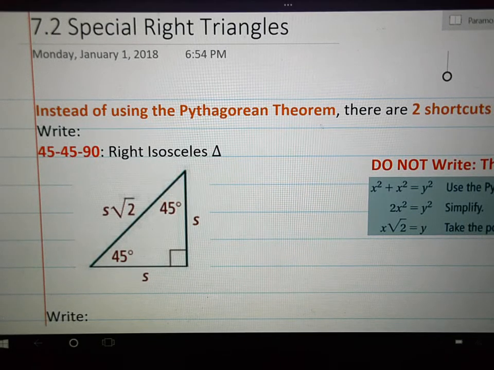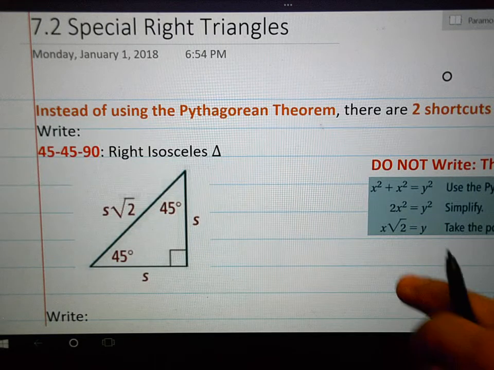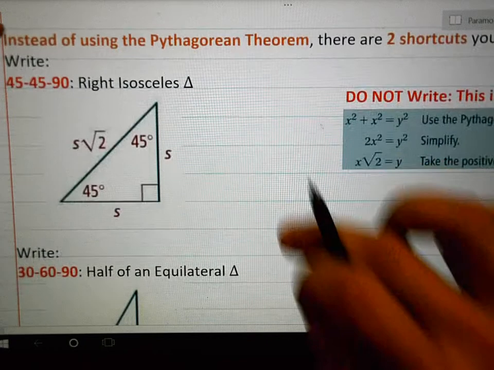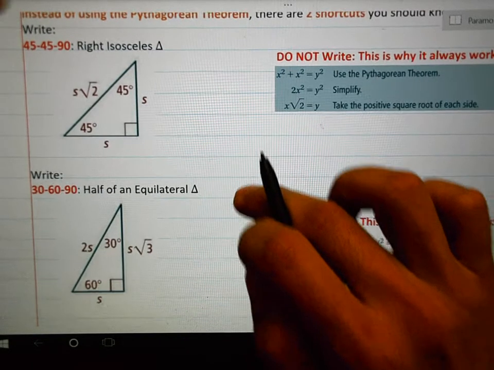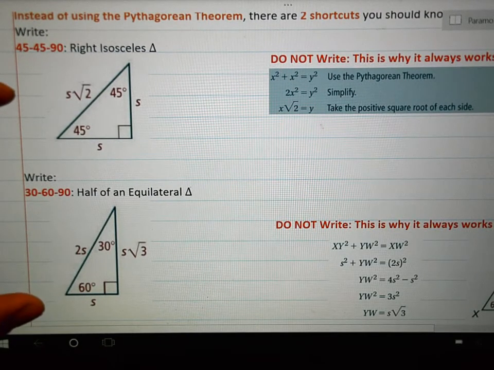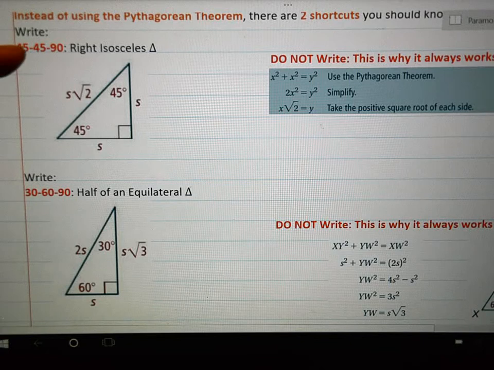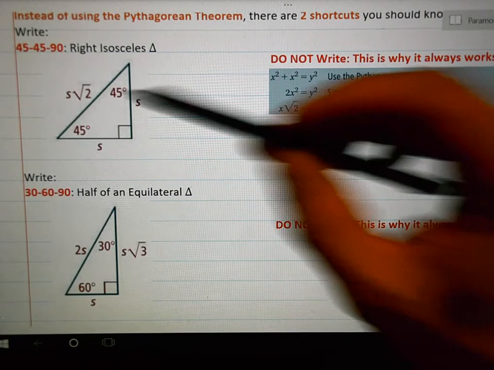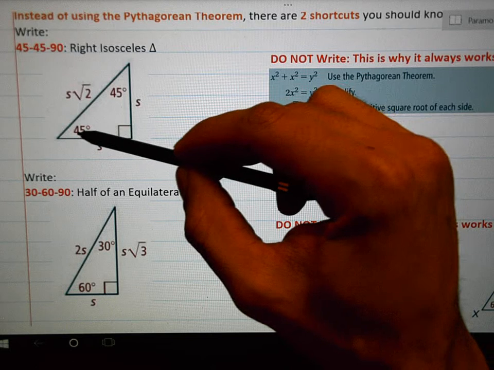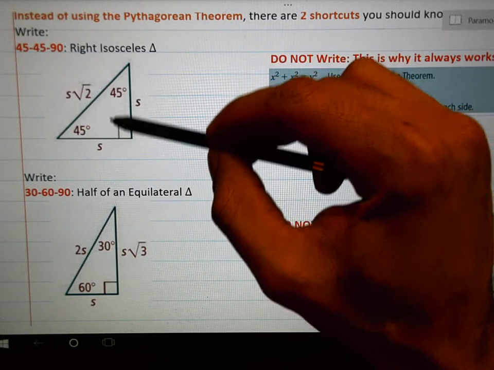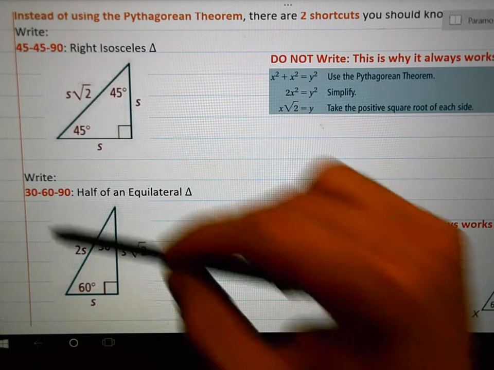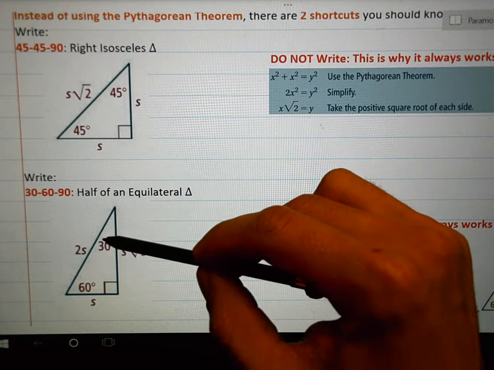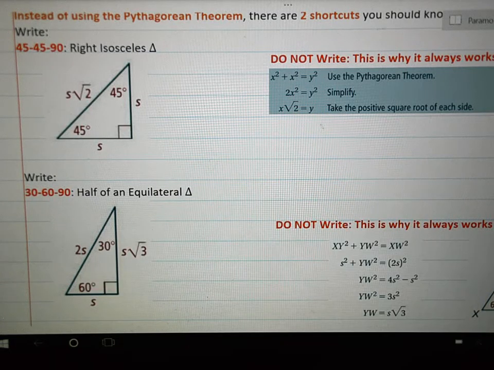7.2 notes, special right triangles. The very first thing I need to let you know is that you're learning two shortcuts. You're learning a 45, 45, 90 degree triangle, which is called that because it has a 45 degree angle, a 45 degree angle, and a 90 degree angle. And this one's called a 30, 60, 90 because it has a 30 degree angle, a 60 degree angle, and a 90 degree angle. Most of the problems will not give you both angles.